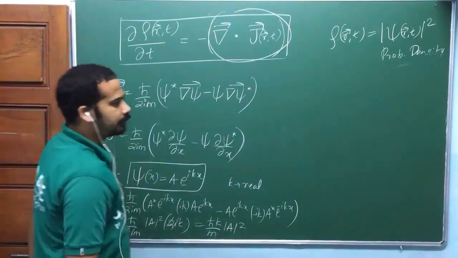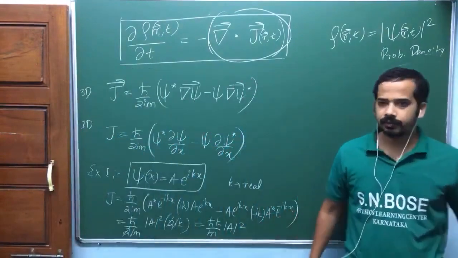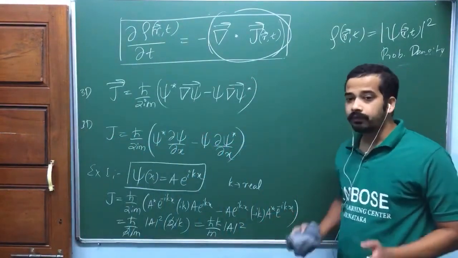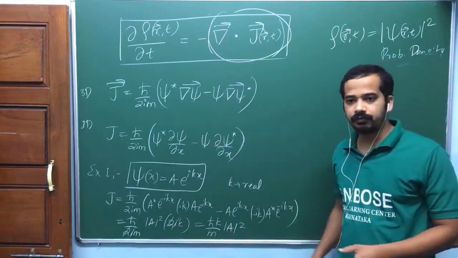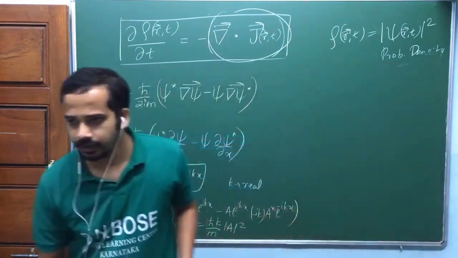So now this probability current density is a physical quantity. It should be real, and it will talk about flow of particle, free flow of particle. Can I say like this? Yeah.